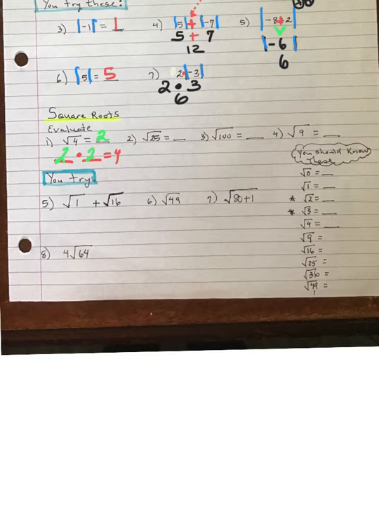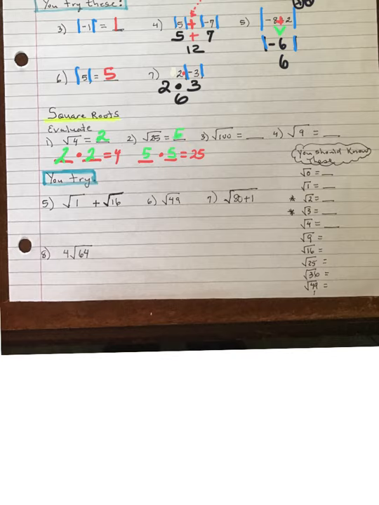So what number multiplied by itself would equal 25? It has to be the same number. Like 4 times 4 is 16. 3 times 3 is 9. 8 times 8 is 64. So it would be 5 times 5. So therefore, the square root of 25 is 5.